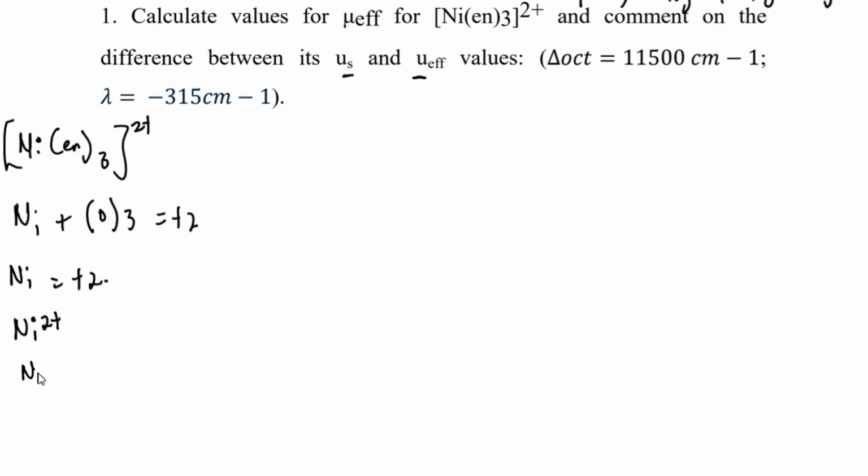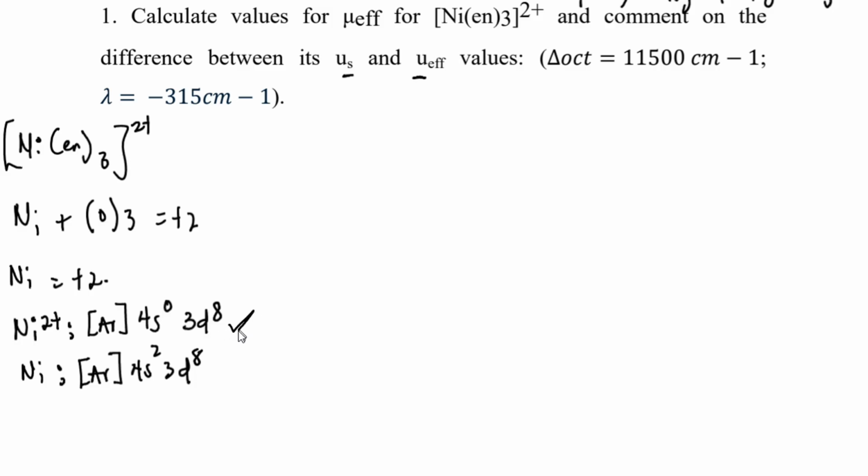But now let's look at the configuration. Ni is basically 28, so that's 4s2 3d8. For Ni2+, it's going to be Ar, with 4s losing 2 electrons so it's going to be 0, and then 3d8. So we have the configuration to be this.